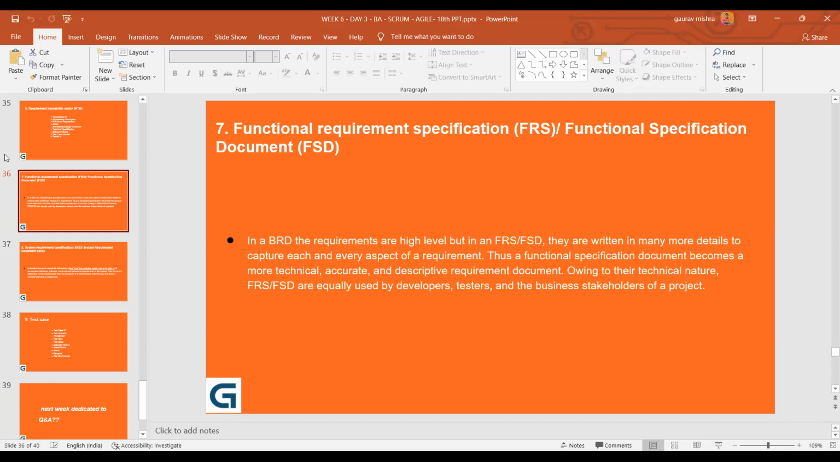Now as a BA, or as a bridge between these two teams, we have to convert those requirements in such a sophisticated and easy to understand way, wherein all the stakeholders, including your development team, your testing team, your senior management, or even your customer, should be able to understand that. So it is basically a high level FSD, wherein we write details about all the requirements.